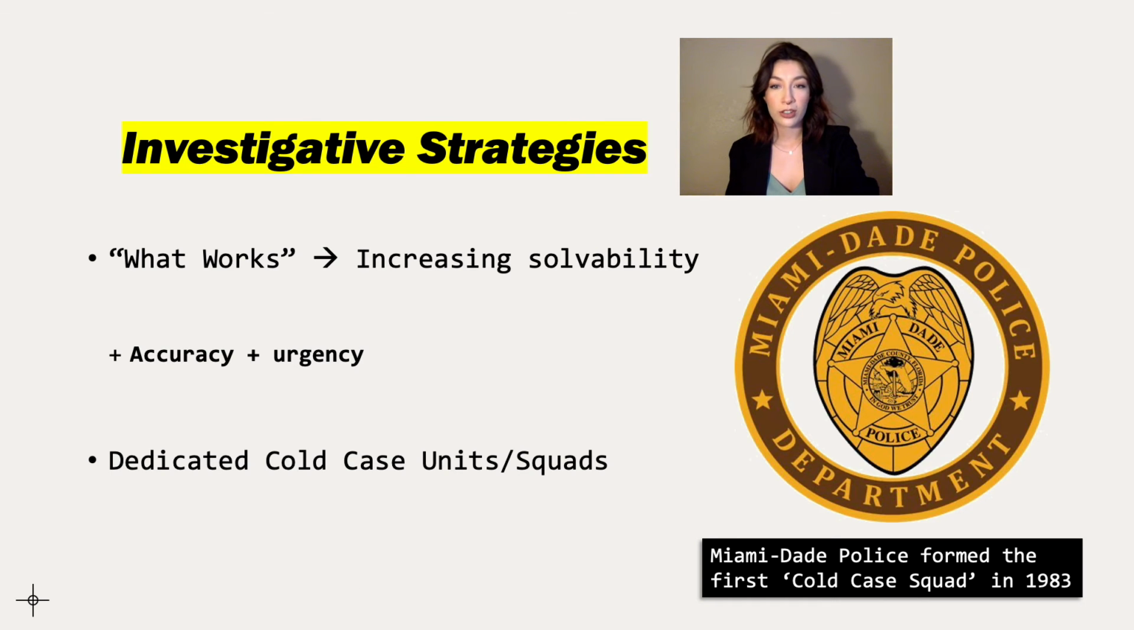So now that we've talked a lot about what a cold case is, how do we actually address them? Well, research has revealed various ways to increase solvability and clearance of these cases. As for what works, advances in DNA and forensic science have allowed cold cases to be reopened, reinvestigated, and prosecuted even decades later. Research also highlights the benefits of collecting evidence with accuracy and urgency.